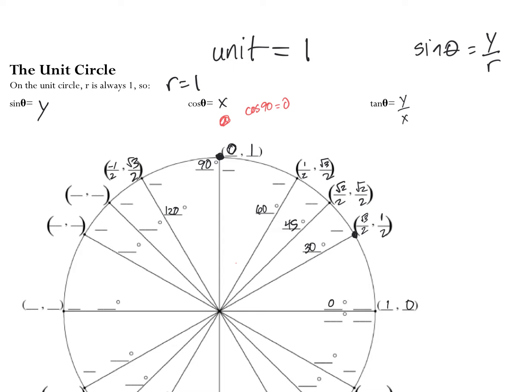All right, what's the next angle? The coordinate is negative square root 2, positive square root 2. It is 135 degrees. Here's how I know that. I can either say, oh, it's another 45 from the 90, or I could say, oh, it's 45 short from 180. Either way, if I do 90 plus 45 or 180 minus 45, I'm going to end up at 135. Okay?